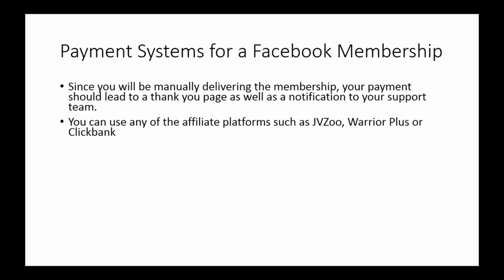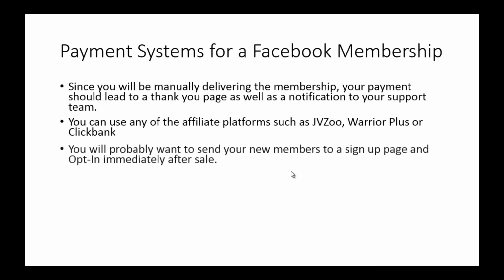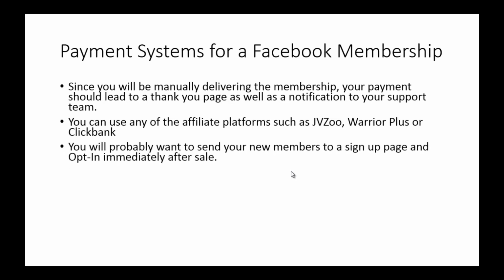Now, that's where we want to talk about how you want to make this transition from your members paying and then quickly getting into the membership content. You want to send your members to a sign-up page and an opt-in immediately after the sale. This is pretty important because, and you can actually use your autoresponder in order to do this, and I'll show you how to do that right now.